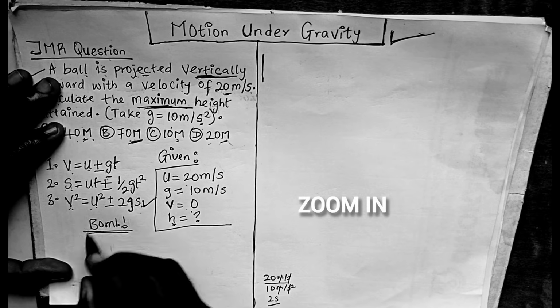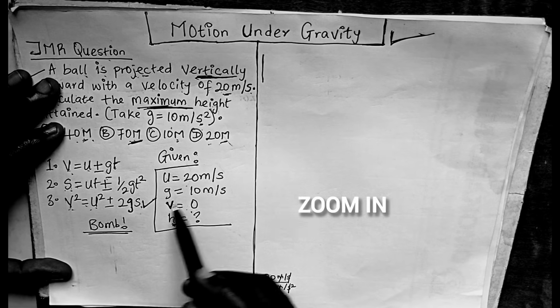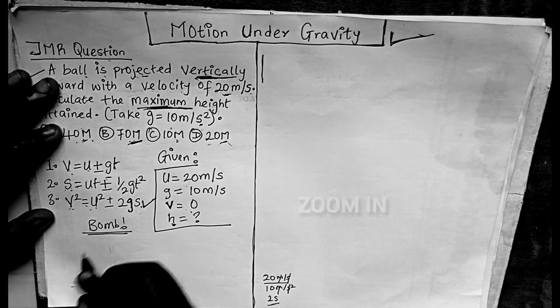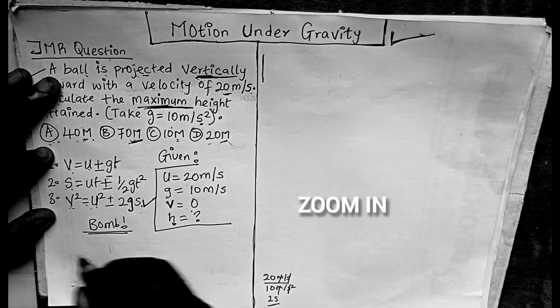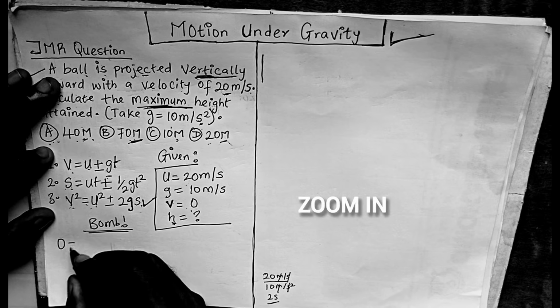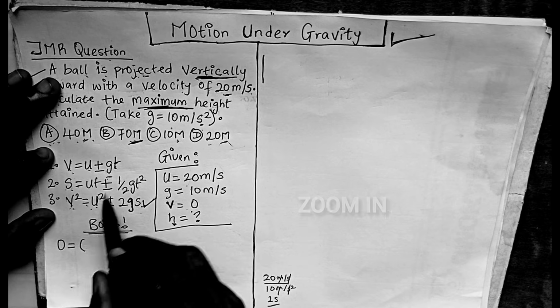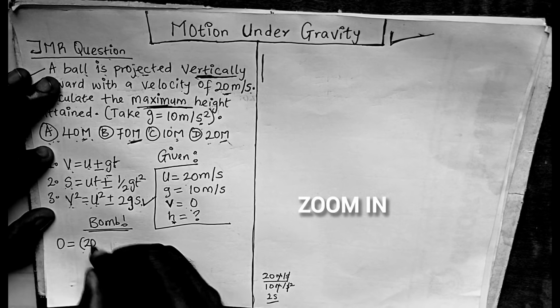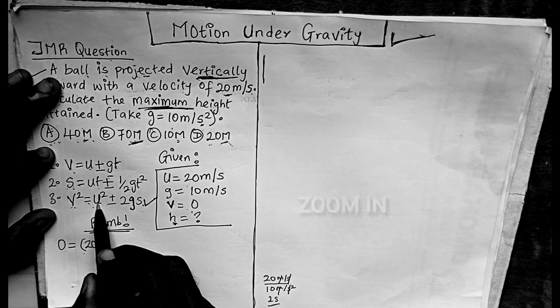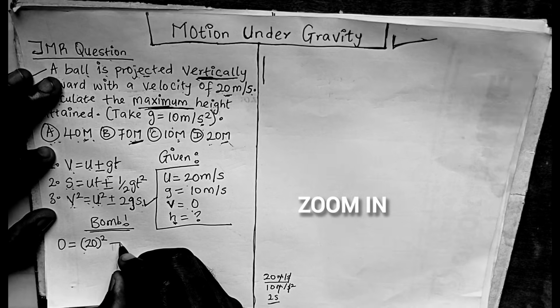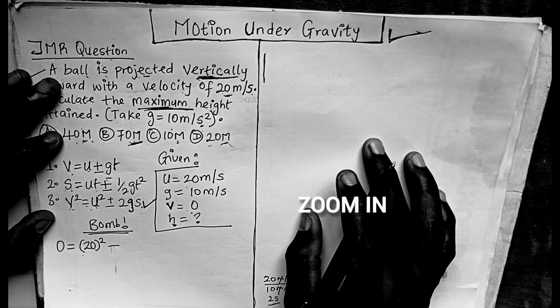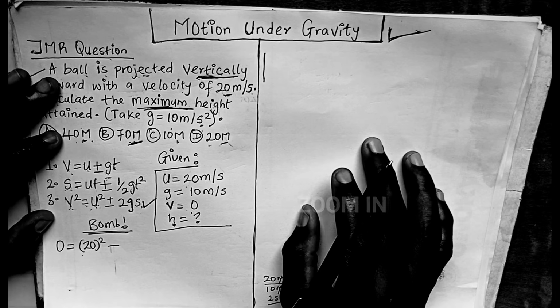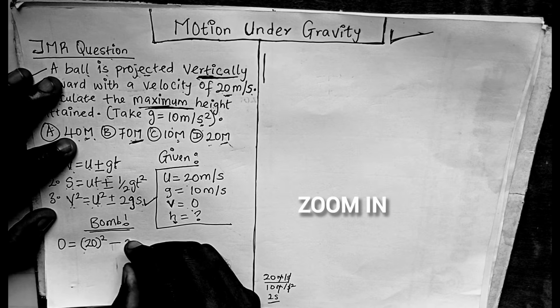So we are going to use this formula. What we are going to do now is substitute this into this formula. Since v is 0, we are now going to be left with 0 equal to what? Brackets, because we want to put 20 square here. So let's introduce brackets to avoid confusion. So 20, which is our initial velocity, 20 square, which is the u square. Minus, because it's motion under gravity, we are using minus. You use minus for motion under gravity, then for normal motion, use plus.